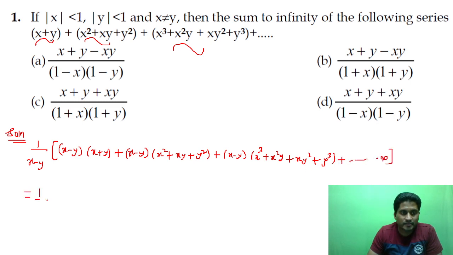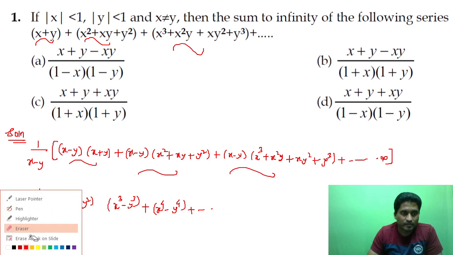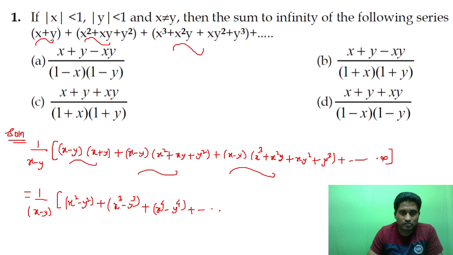So this is 1 upon x minus y into a bracket. If you multiply, this becomes x square minus y square. Again if you multiply, this becomes x cube minus y cube. Again similarly this will be equal to x to the power of 4 minus y to the power of 4, and so on up to infinity. So I'll group all the like terms.